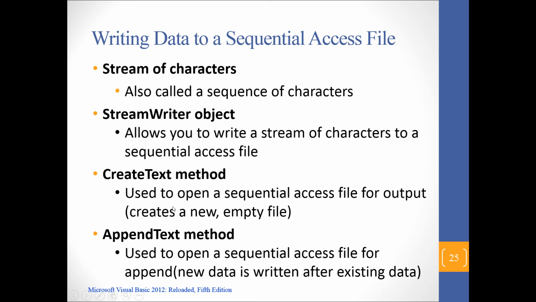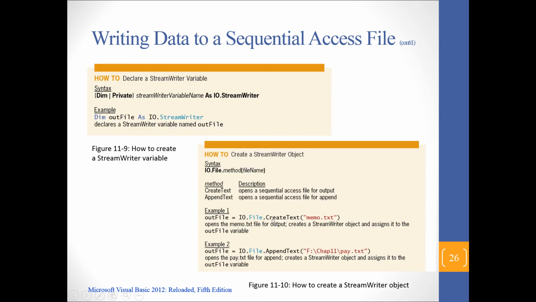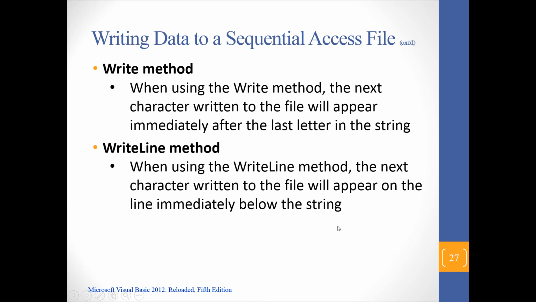Here the create text method will create a new file, and if it's an existing file, it will just dump everything in there. You lose everything. The append option will keep whatever you have in the file, and it just appends the data to the existing file. So you have two options here: either create to overwrite it, or append if this file already exists. Okay.